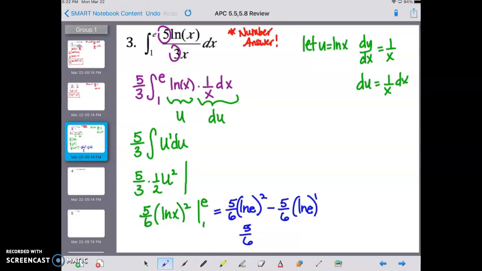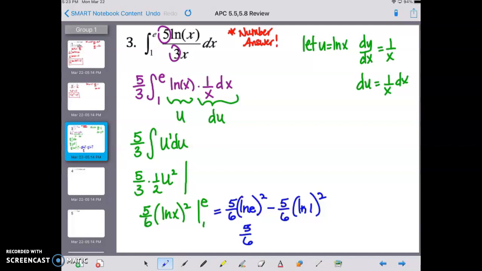And then here, natural log e, again, is 1. 1 to the first power is 1. And so I end up with, oh, I'm sorry. I made a little mistake here. I was supposed to plug in 1, not e, natural log 1. There we go. Sorry about that.